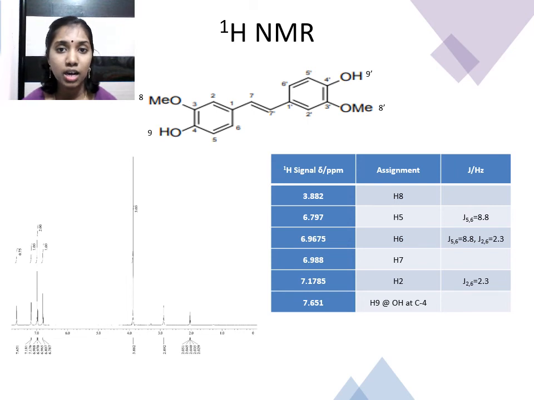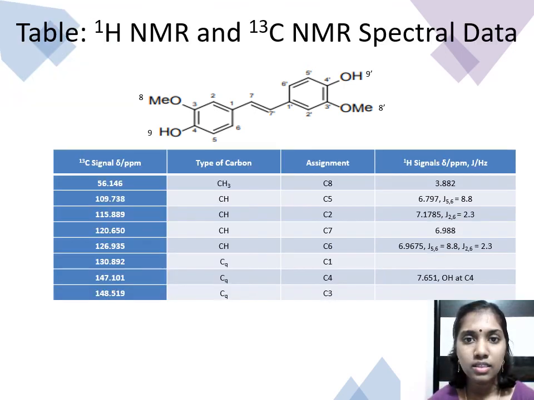The proton on carbon 5 has an ortho coupling with the proton on carbon 6 of 8.8 Hz. The proton on carbon 2 had meta coupling with the proton on carbon 6 of 2.3 Hz, while the proton on carbon 6 had meta coupling with the proton on carbon 2 and ortho coupling with carbon 5 of 8.0 Hz. The overall information retrieved from the proton NMR and carbon NMR was tabulated corresponding to each assignment. That's all from me. Thank you.